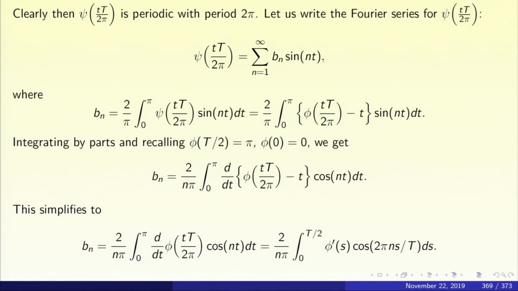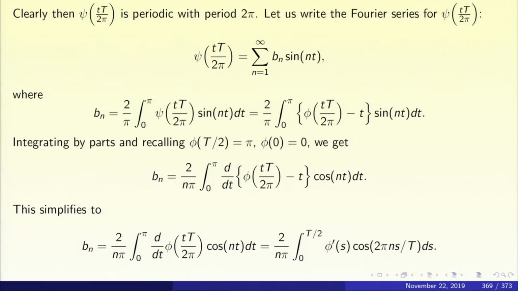So we get, all in all, bn equal to 2 upon n pi, integral 0 to pi, d/dt of phi of tT by 2 pi minus t, cos nt dt. Now I must carry out the differentiation. I'll get two terms. I will get d/dt of the phi term, and the derivative of t is 1. But when you integrate cos nt from 0 to pi, I get 0. So the other term disappears.